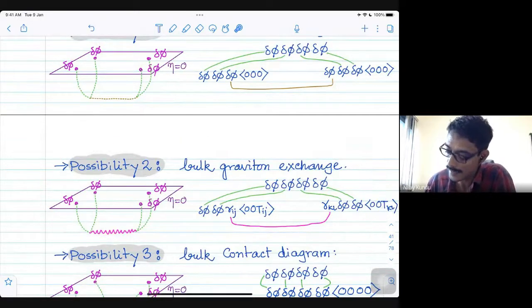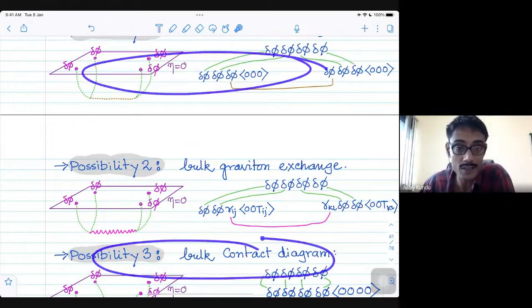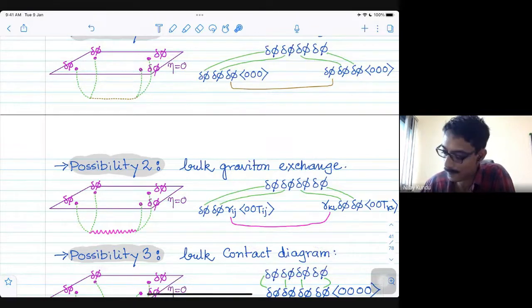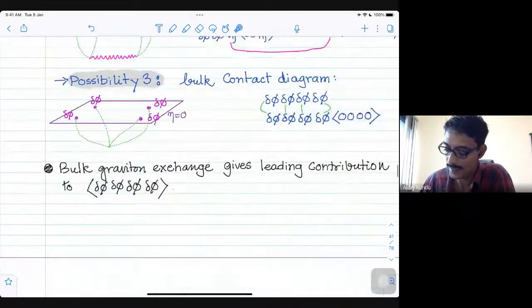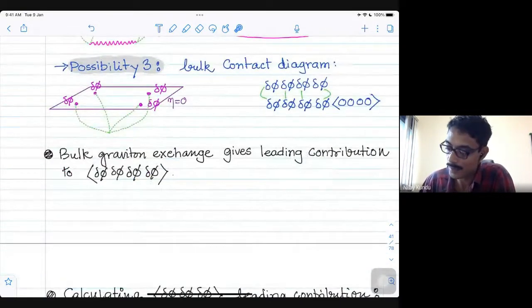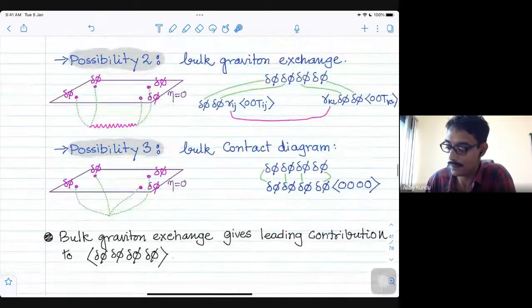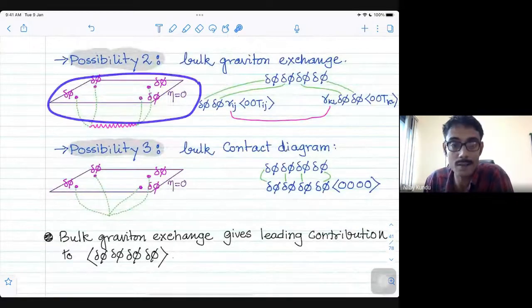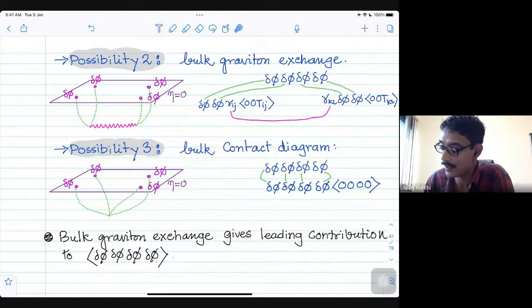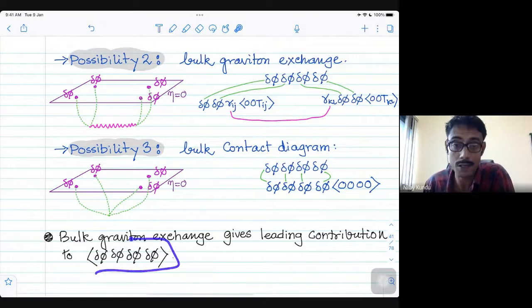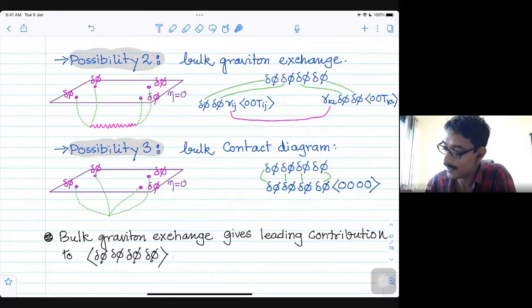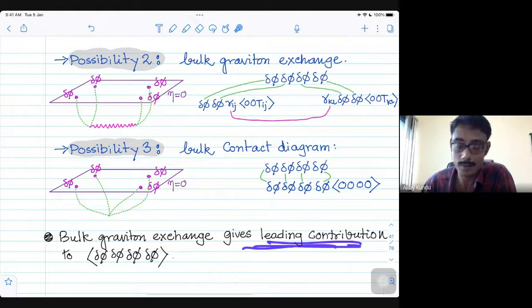These and these are all suppressed in the slow roll parameters. I'm not getting into the details. I can tell you if you want, but if you focus on just this diagram and compute these Feynman diagrams, then you will get what you need to compute delta phi delta phi delta y in the leading slow roll approximation.